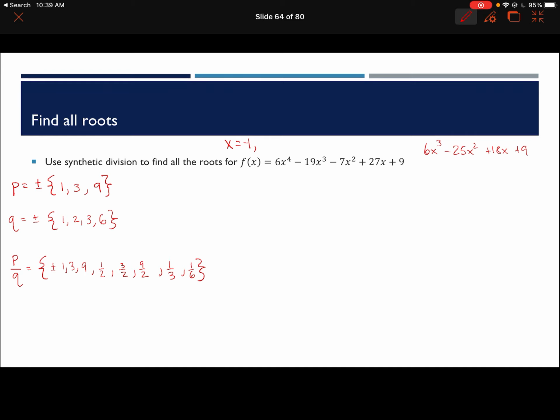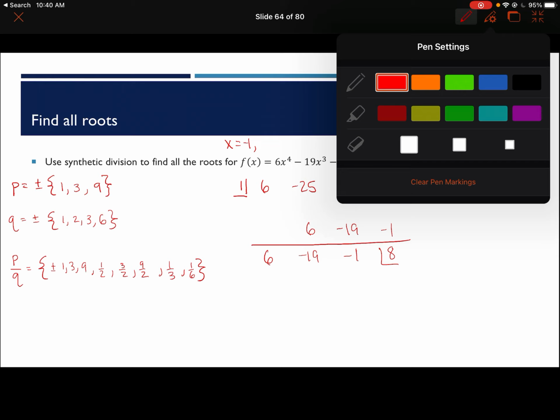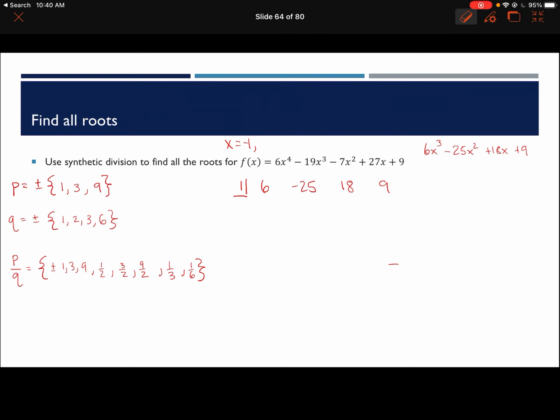So now we need to do synthetic division with, I don't know, let's try 1 again. And so we'll get 6, -25, +18, +9. If we bring down 6 again, we're going to get 1 times 6 is 6, and that's going to be -19. -19 is going to give us -1. It's going to give us -1 and 8. So 1 doesn't work. We already tried. So it's possible that -1 could be a root of multiplicity of 2.